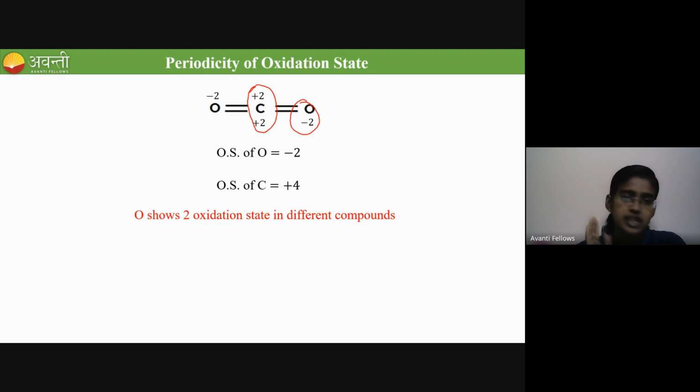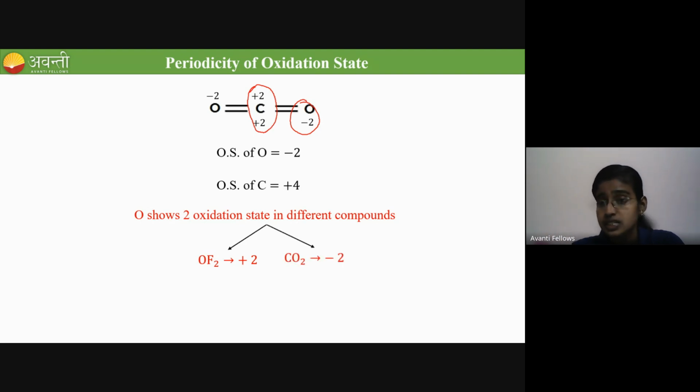Generally oxygen shows -2 oxidation state only, but in a few compounds it shows two different oxidation states. One among them is OF2, which we have just discussed. In OF2, oxygen had +2 oxidation state. Now in carbon dioxide, oxygen is carrying -2 oxidation state.